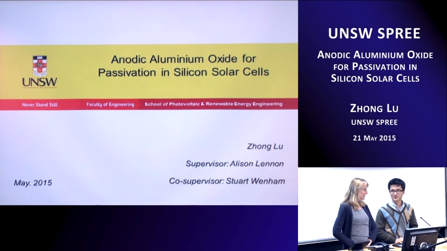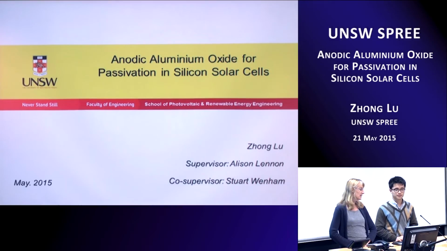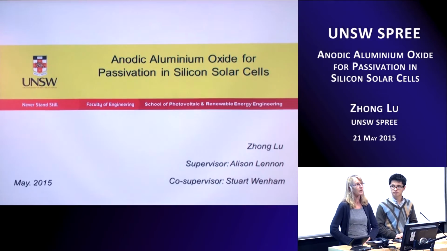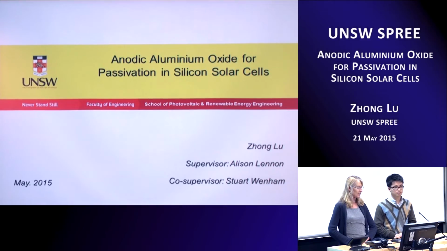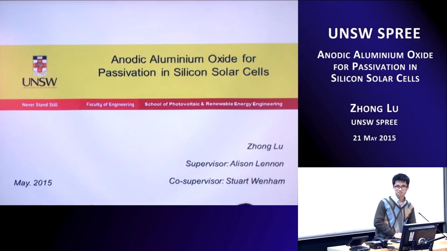But he did his fourth year thesis looking at Anodic Aluminium Oxide, and he was awarded the University Medal and has been studying here with an IPRS for the last 3.5 years. He's in the process of writing up his thesis, and today he's going to talk about some of his thesis work, which is Anodic Aluminium Oxide for passivation in silicon solar cells. Thank you, Alison.